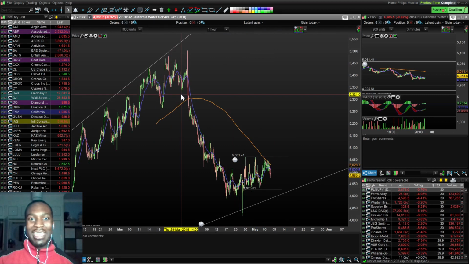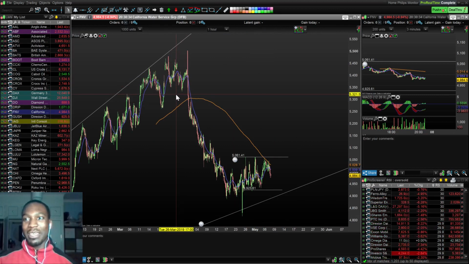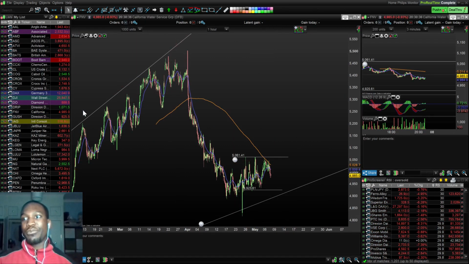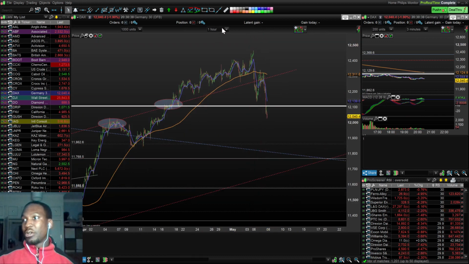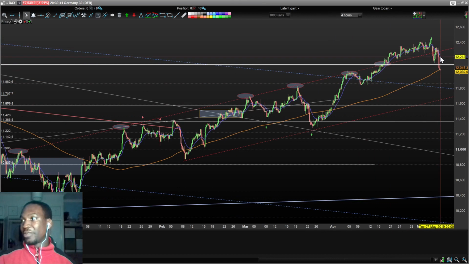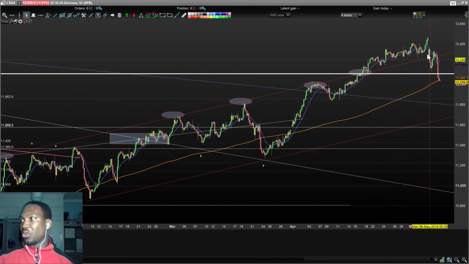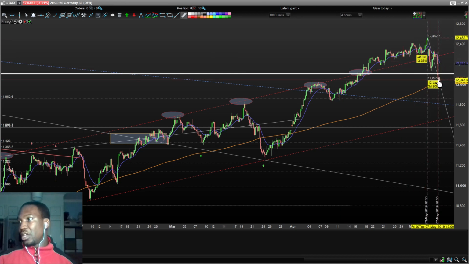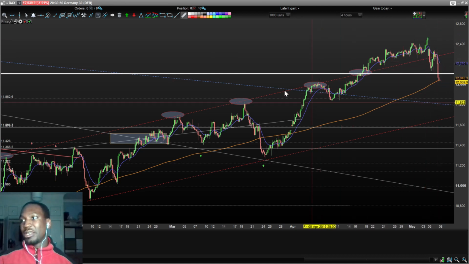Yeah, only 4 stocks today, guys. The market's been kind of crazy. Actually, let me show you what I meant. Look at DAX. So on the 4 hour chart, look at this sell off from DAX. Ridiculous. DAX sold off. Look at this sell off. Sold off about 400 pips in 3 days.